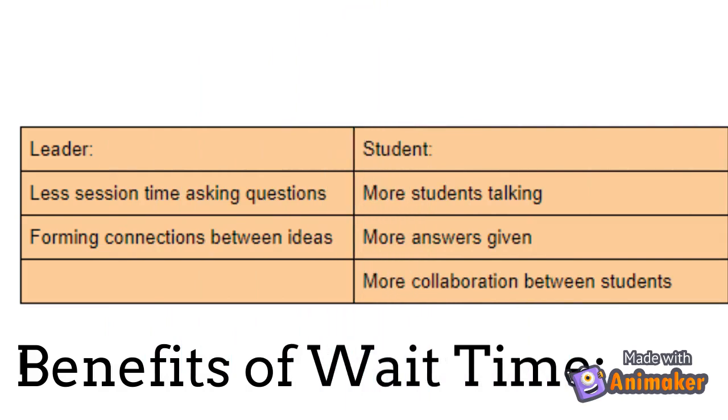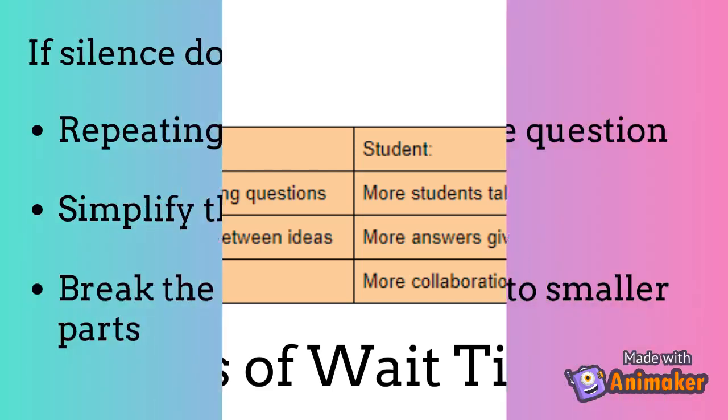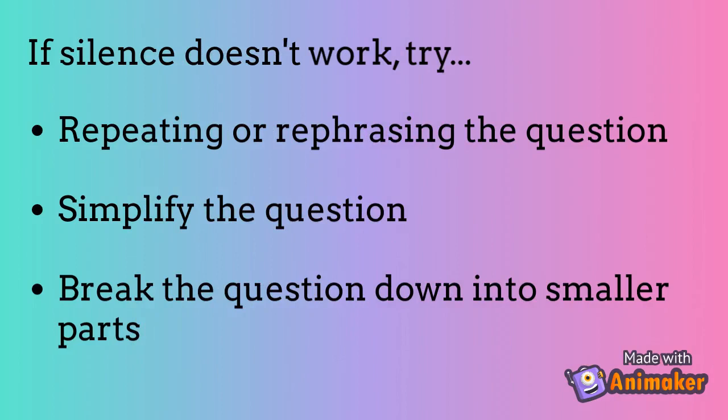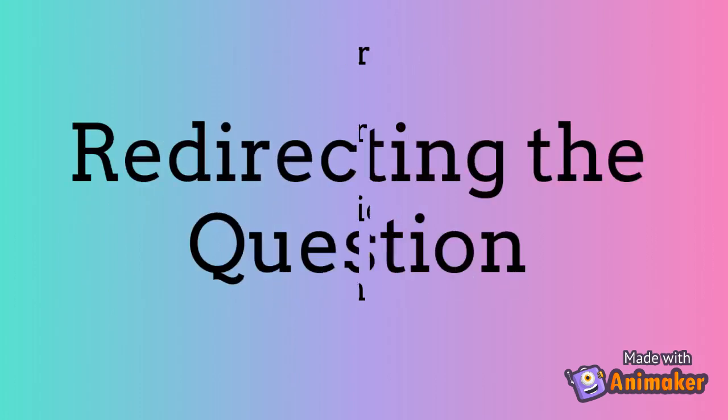So why do we use wait time? As you can see from this chart, the benefits for students include that more students answer and provide more accurate answers when they talk, and that students listen to each other more. For SI leaders, they spend less time during the sessions asking questions, and it's easier to make connections between their questions and the concepts. If the silence doesn't work or it feels awkward, you can try repeating or rephrasing the question, simplifying the question, and or breaking down the question into smaller parts.